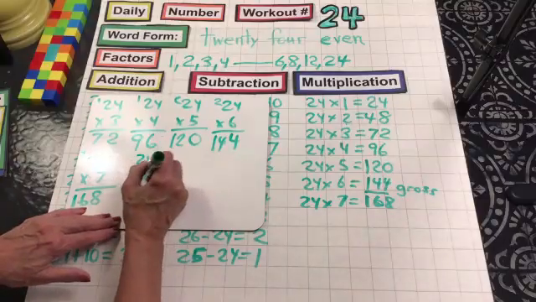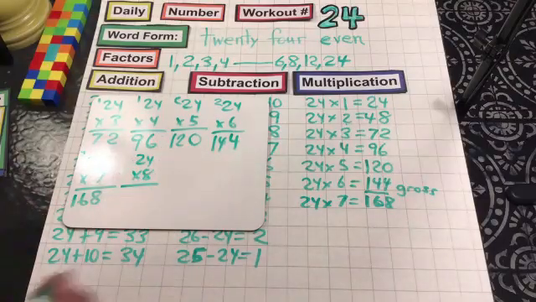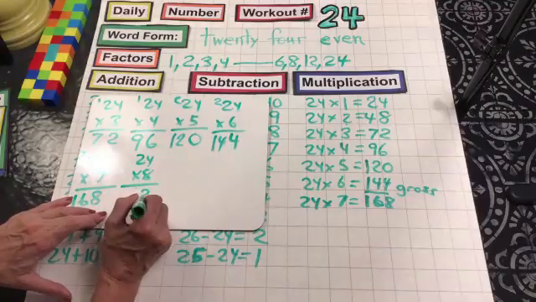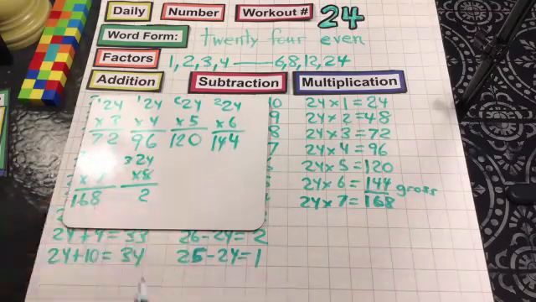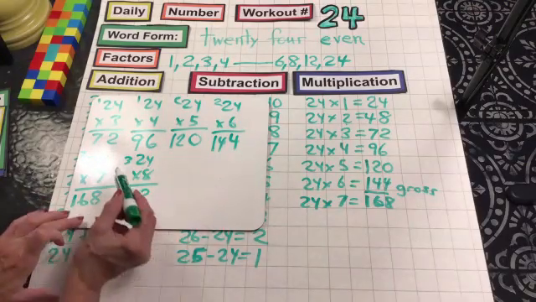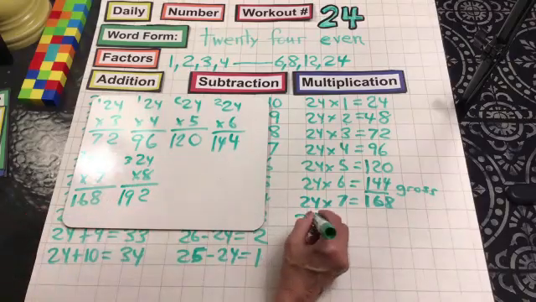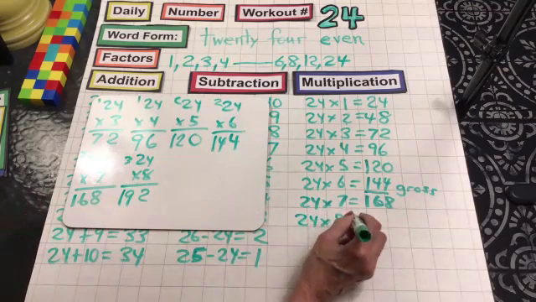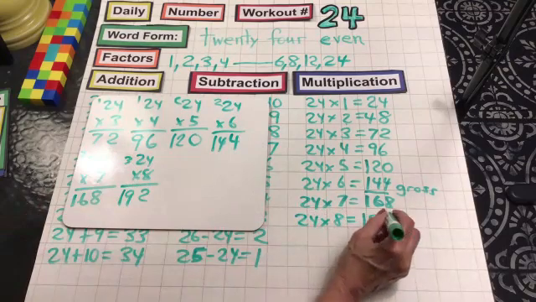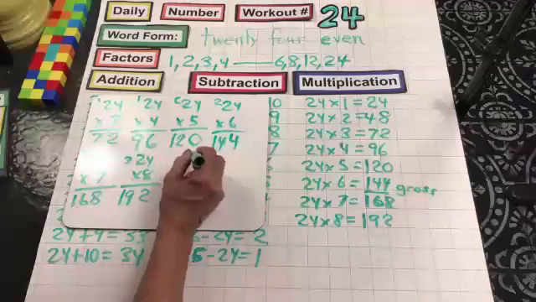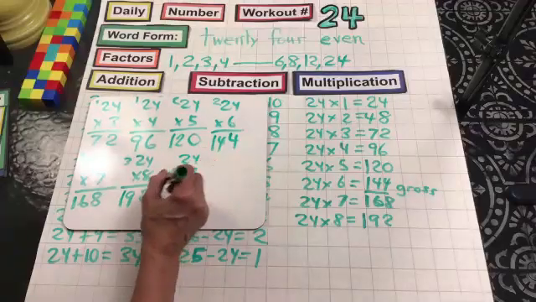24 times 8. 8 times 4 is 32. Drop the 2, carry the 3. 8 times 2 is 16. 3 more is 19. 24 times 8 is 192.